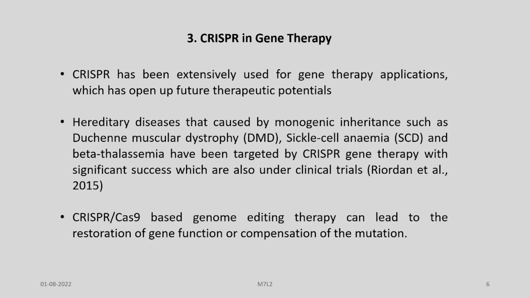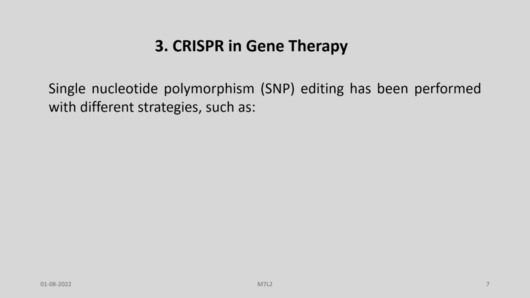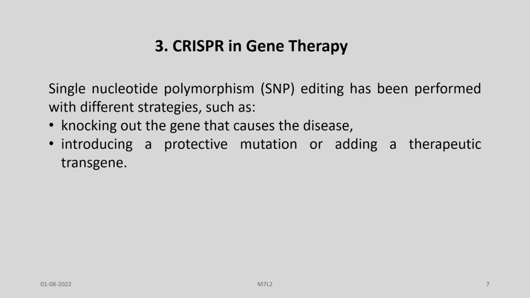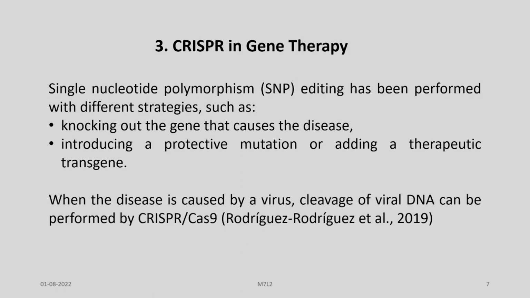CRISPR Cas9 based genome editing therapy can lead to the restoration of gene function or compensation of the mutation which causes the genetic disease. SNP editing has been performed with different strategies as well, such as knocking out the gene that causes the disease, or introducing a protective mutation, or adding a therapeutic transgene. When the disease is caused by a virus, cleavage of viral DNA can be performed by CRISPR Cas9, as reported by Rodriguez in 2019.